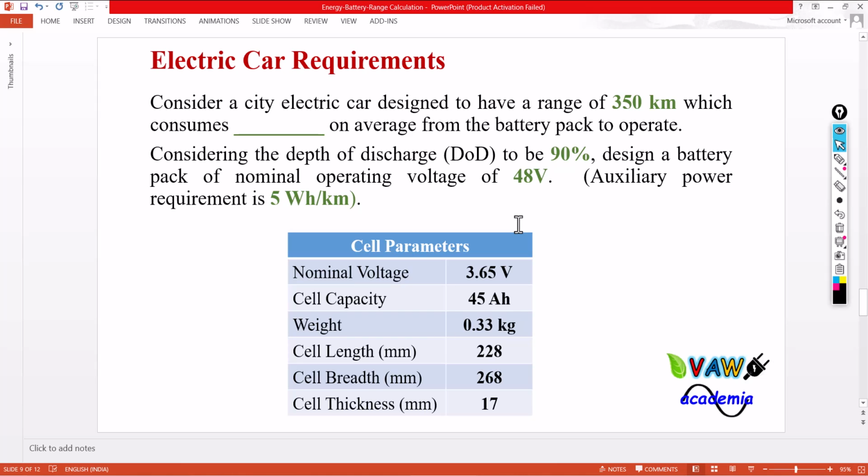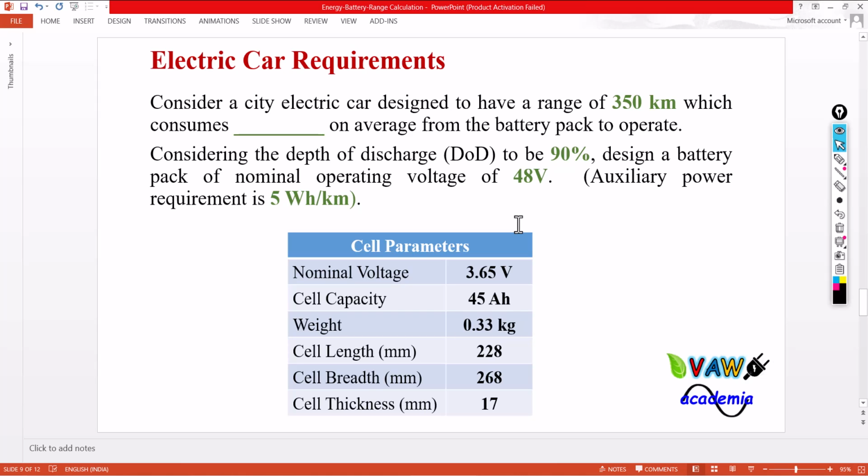I'm going to design an electric car which can satisfy a range of 350 km. So I want a battery pack which can satisfy 350 km. I'm considering the depth of discharge as 90% and the battery having a nominal operating voltage of 48 volts. Various batteries are available, with operating voltages of 48 volts, 60 volts, 72 volts. Accordingly, you can design. In this case, the nominal operating voltage of battery which I considered is 48 volts.